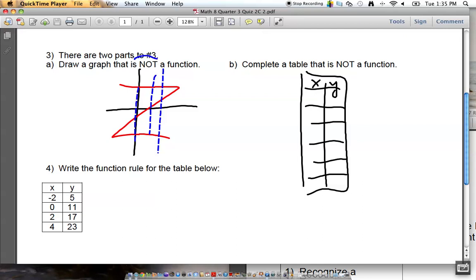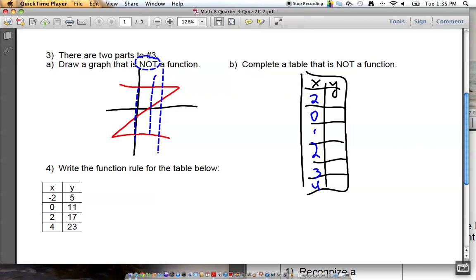And notice, keyword, not. Now, as far as the table goes, and making something not a function, you need to repeat an x value. So I saw some people do this: 2, 0, 1, 2, 3, 4. Some people did 2, 2, 0, 0, 4, 4.